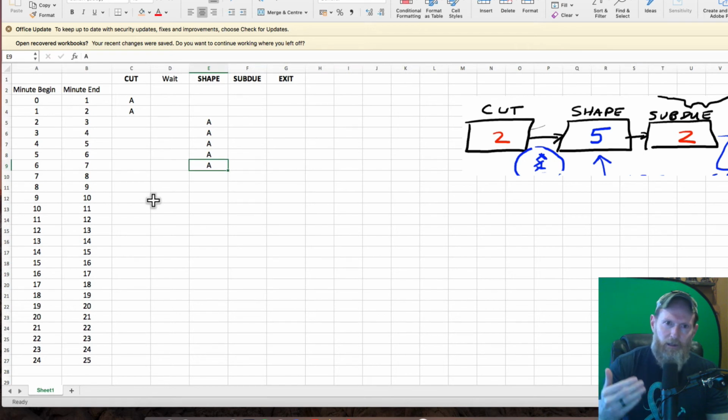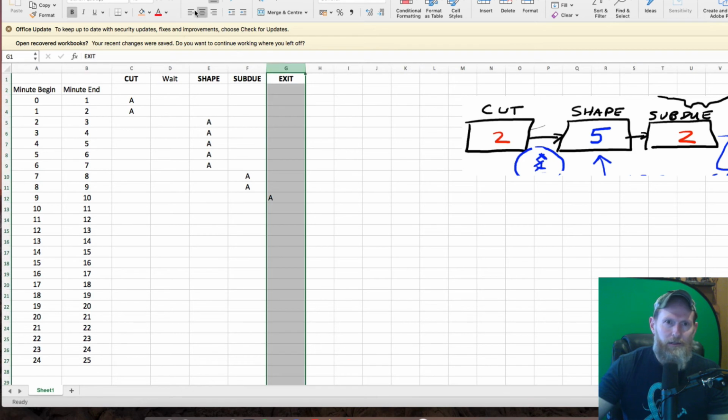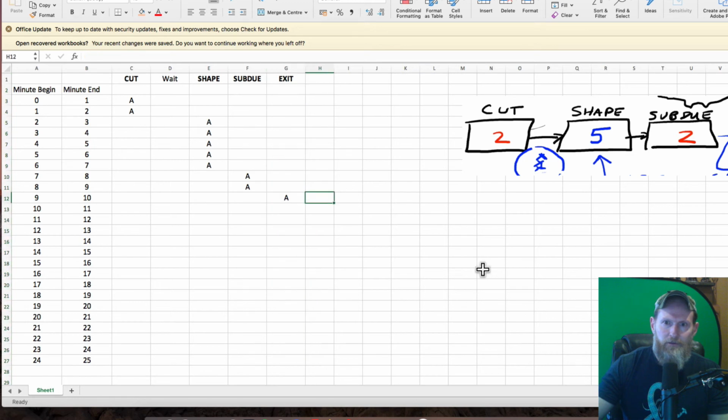And at the end of the 5 minutes it spends in the shape station, it's going to move to the subdue station and spend 2 minutes there. And then at the end of that minute, the beginning of the next minute, it's going to exit the system. And so the first batarang of the day exits the system at 9 minutes.